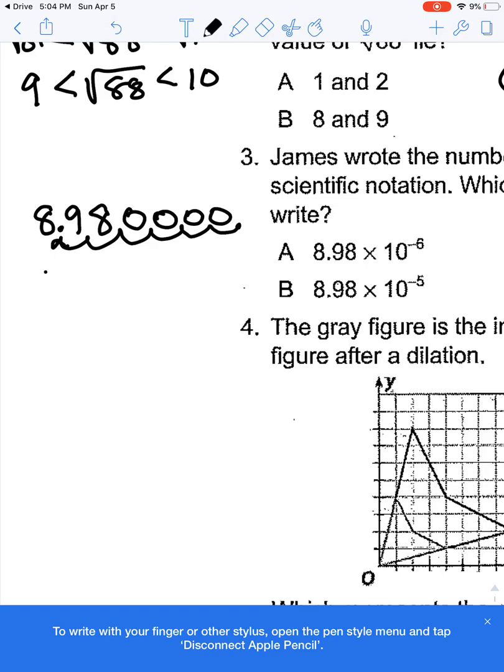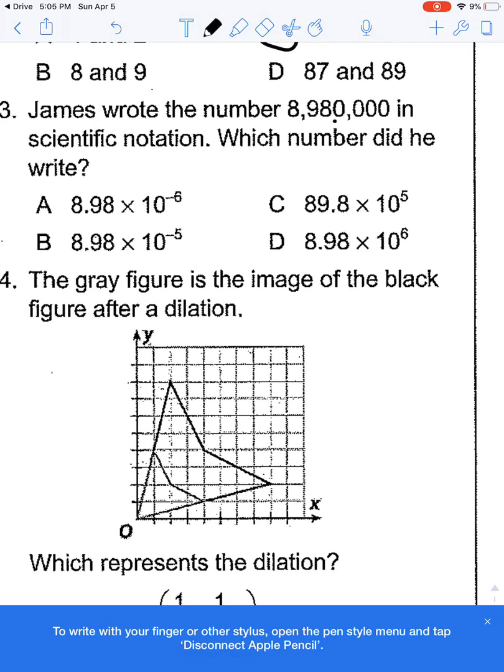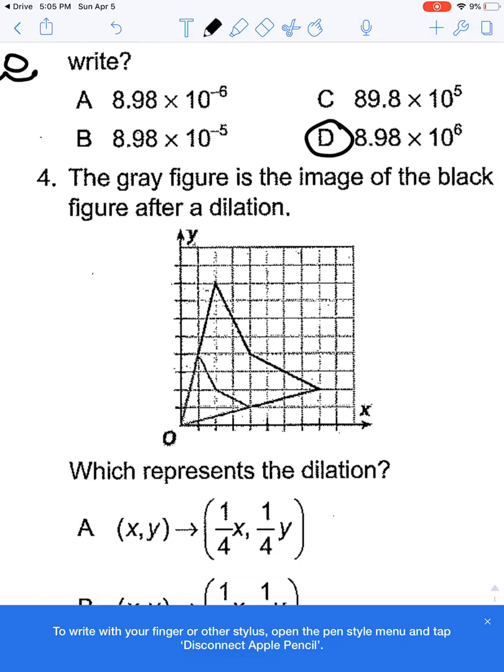So that gives us for the first factor 8 and 98/100ths. Now when we move the decimal point 6 places over, we're really dividing by a power of 10 to the 6th power, right? So the factor that we'd have to multiply by in order to keep the same number is 10 to the 6th power. So looking back at our choices, our answer would be D. All right, looking at number 4.